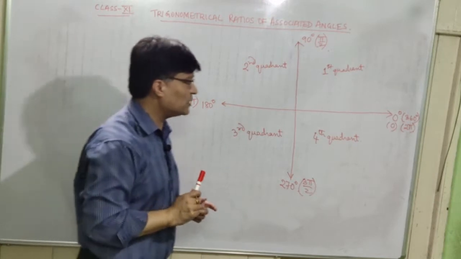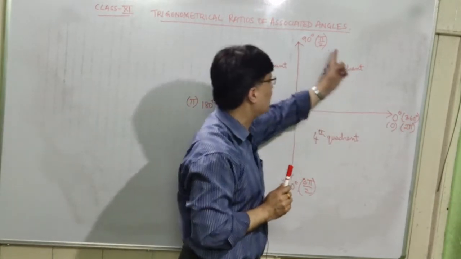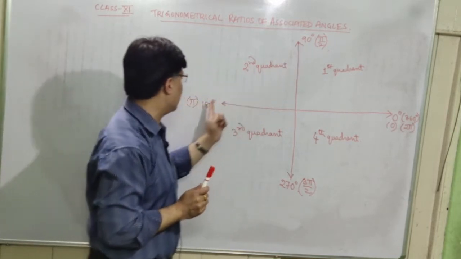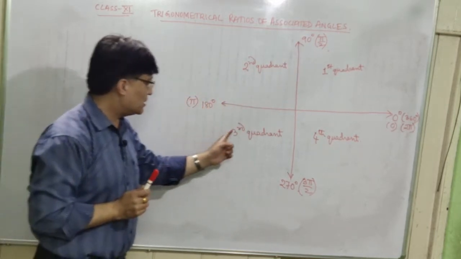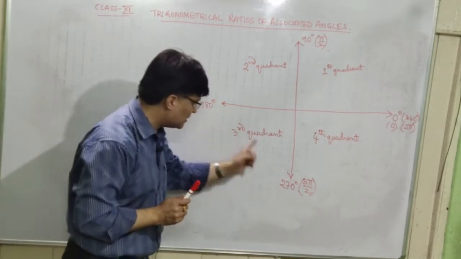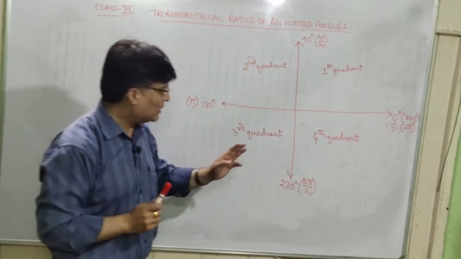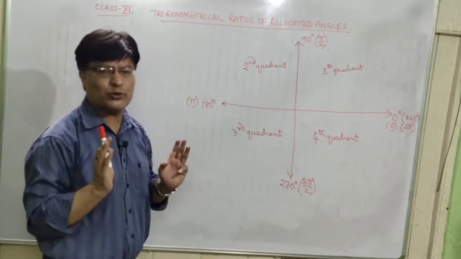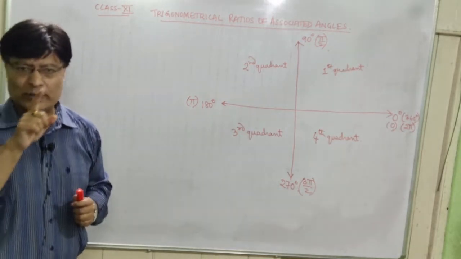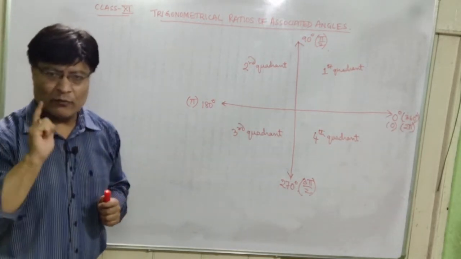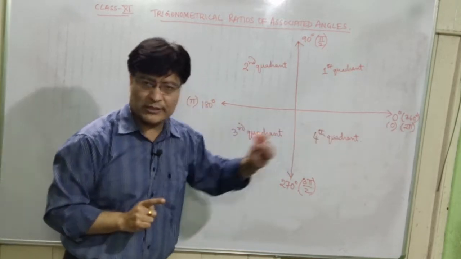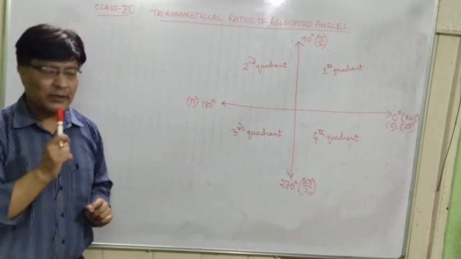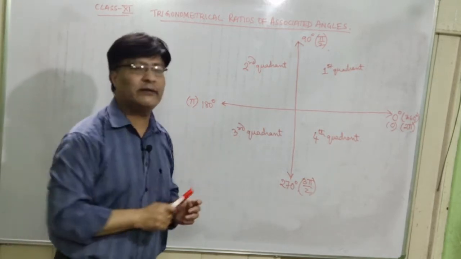Now, first quadrant always lies within 0 degree and 90 degree. Second quadrant always lies within 90 degree and 180 degree. Third quadrant always lies within 180 degree and 270 degree. And fourth quadrant always lies within 270 degree and 360 degree. You should know that.